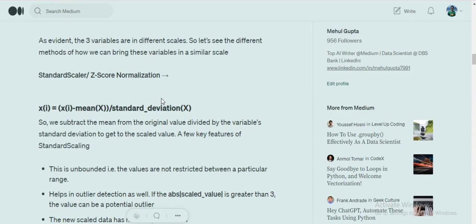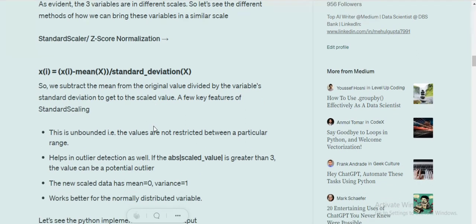So let's understand the formula first. The formula is pretty easy. It means x minus the mean of the total numerical feature, divided by the standard deviation of the feature. Now a few key points about standard scaling: it is unbounded. That means it doesn't have a very particular range in which the values would dwell after scaling.